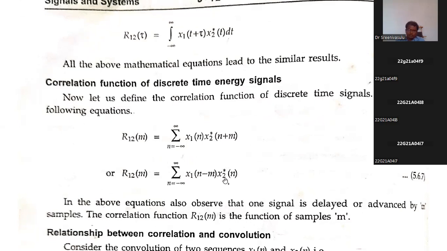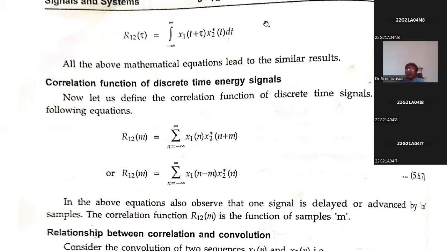The same formula we can also write with this one fixed and that one shifted. We are performing the shifting operation. Like that, overall we can write four equations. First, we take x1 of t fixed, x2 of t shifted, whether delayed or advanced, and we get two equations. Second case, we fix x2 of t and shift x1 of t, whether delayed or advanced, and again we get two equations. Totally, we get four equations, okay?